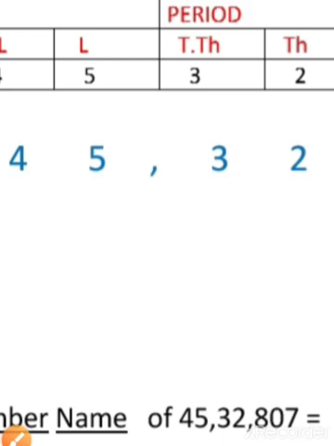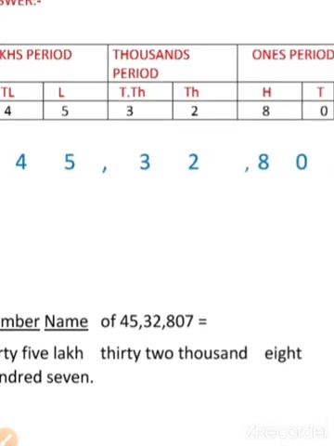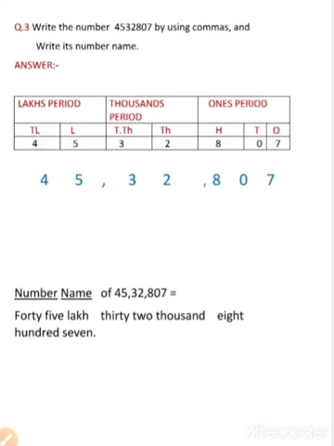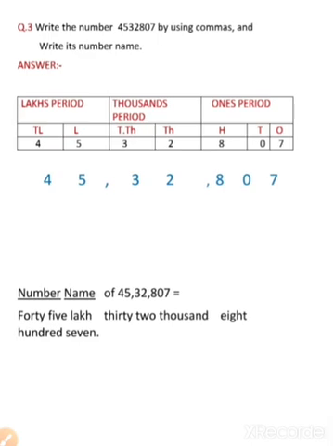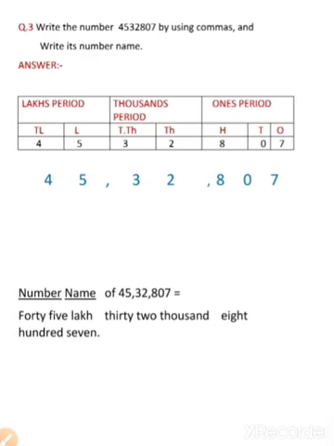So you have seen how we have placed the 2 commas here. The first comma separates the thousands period from the ones period, and the second comma separates the lakhs period from the thousands period. It is easy to read and write these larger numbers when we use commas. Now we have to write the number name.